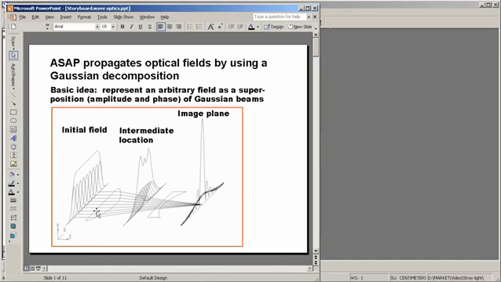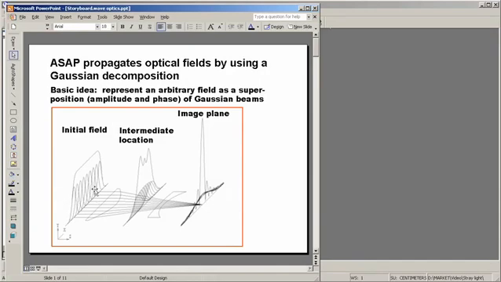The advantage of Gaussian beams is that they remain Gaussian as they propagate through the system. That is to say, a Gaussian beam retains its Gaussian form, and indeed we know how to propagate Gaussians through optical system as long as the local area that each Gaussian propagates through is not too strongly curved.